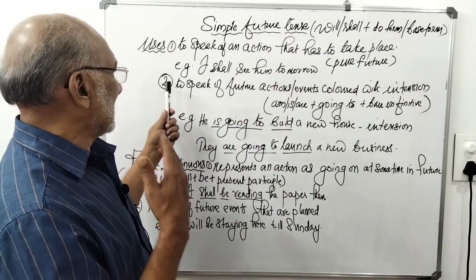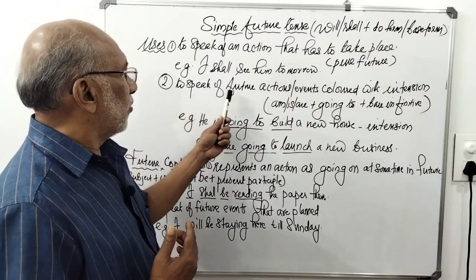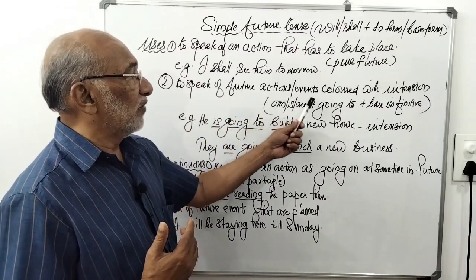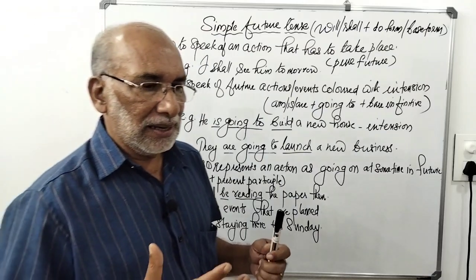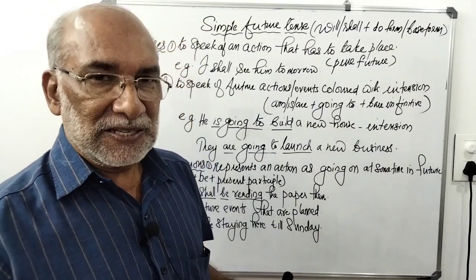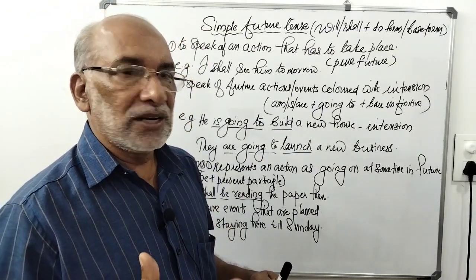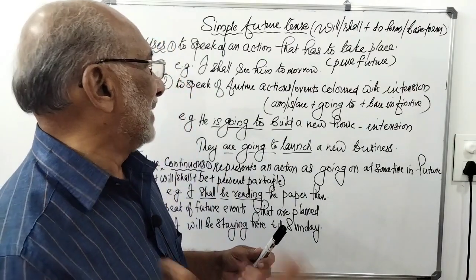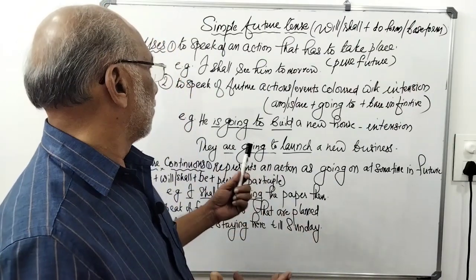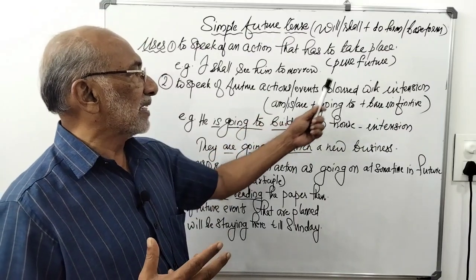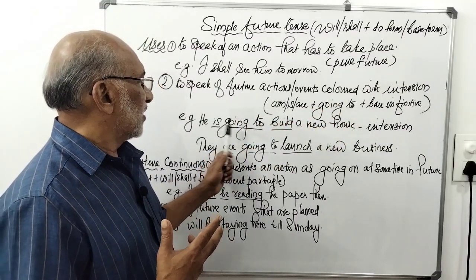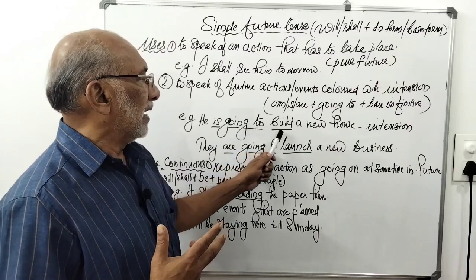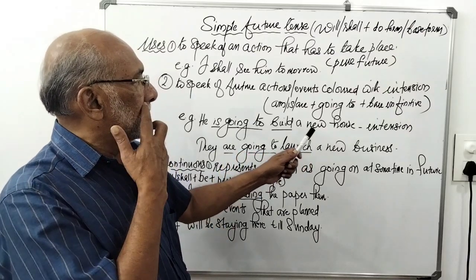Okay, now the second one, to speak of future actions or events colored with intention. Intention means a kind of purpose. Okay, you have an intention. Why do you do something? To speak of future actions or events colored with intention. See the example. He is going to build a new house.